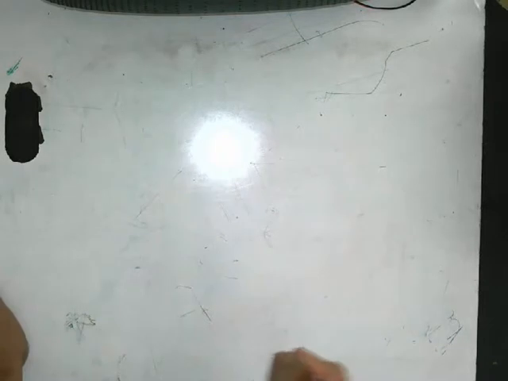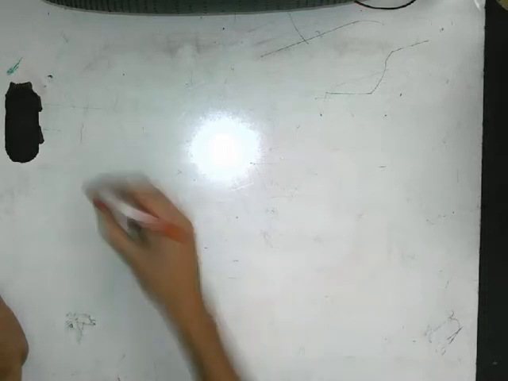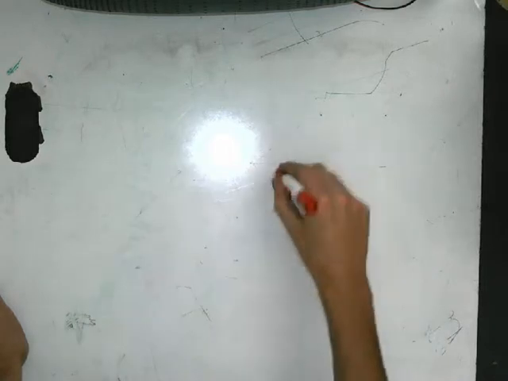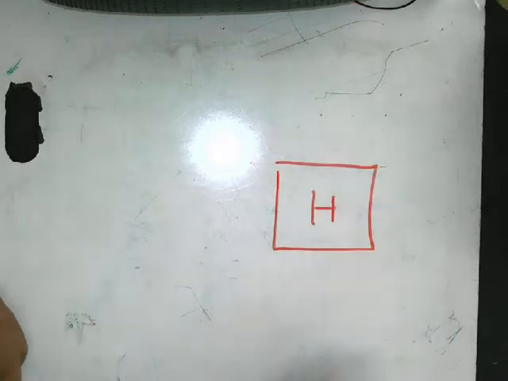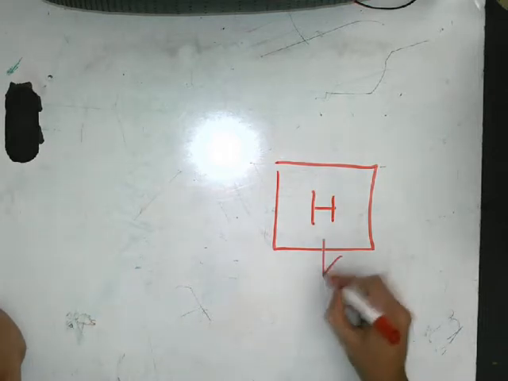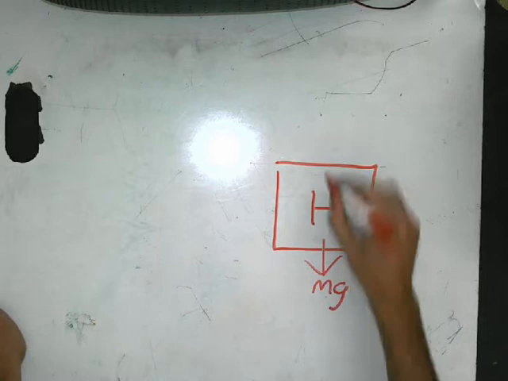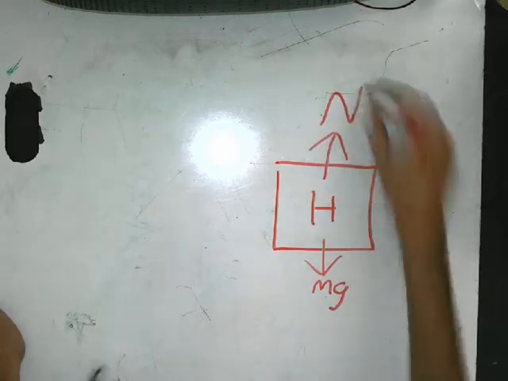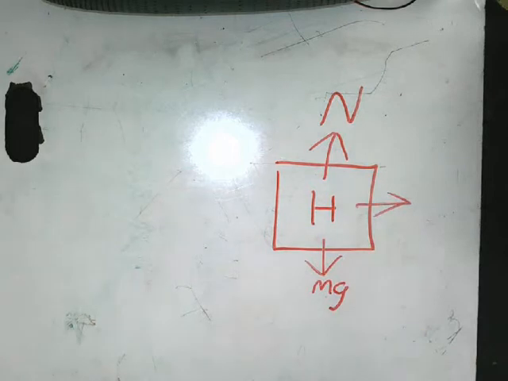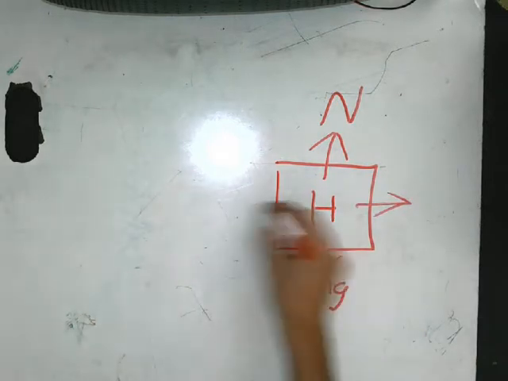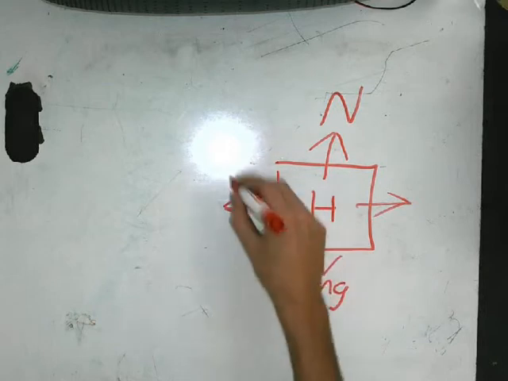Okay, so let's draw the free body diagram for both of them. We're going to have the horse. Let's draw the horse, I'll just represent that with an H. Since it's a free body diagram, the one rule is that we have to draw all factors affecting it. So that includes the gravity, the normal, the force of it moving forward, and the force of it going back.